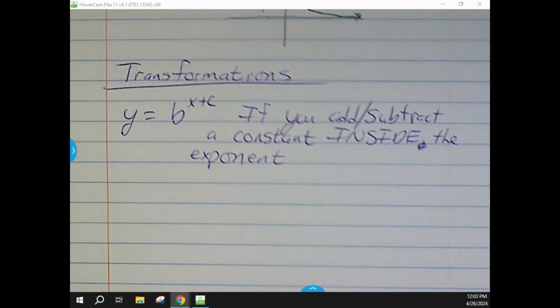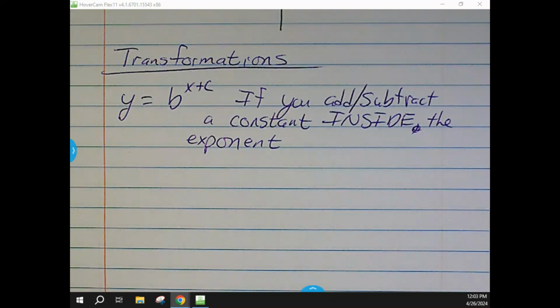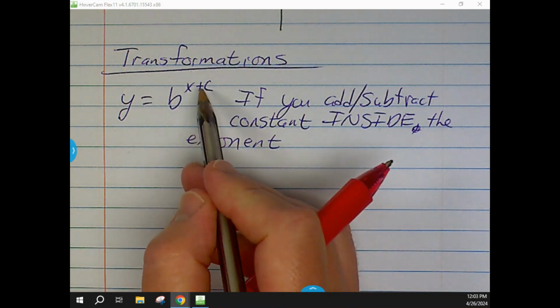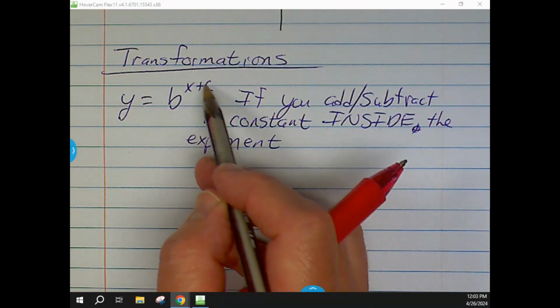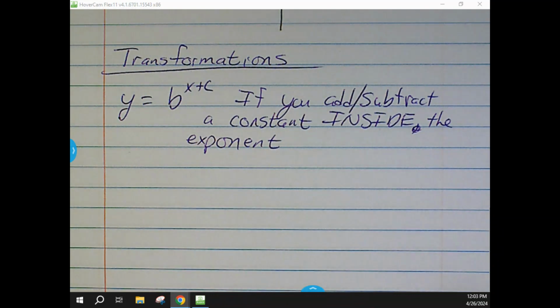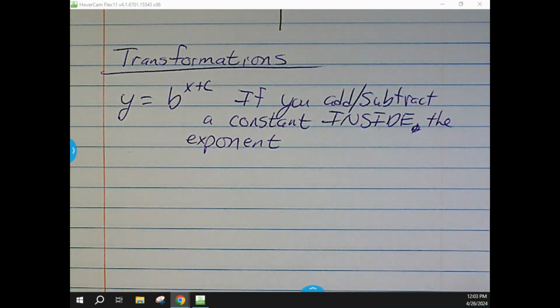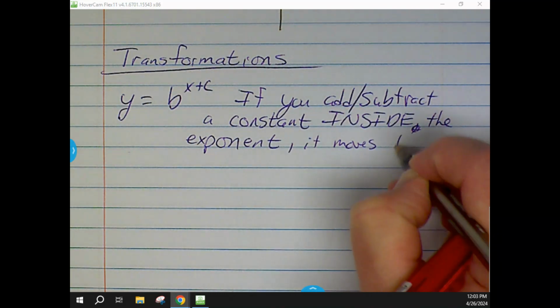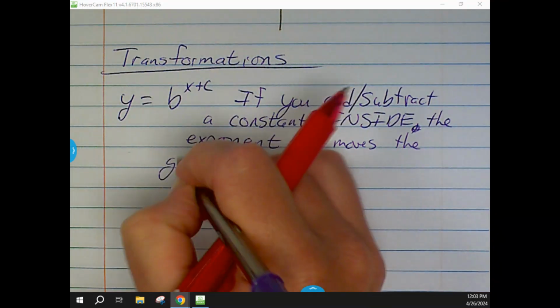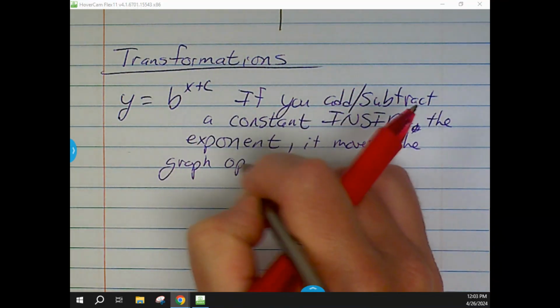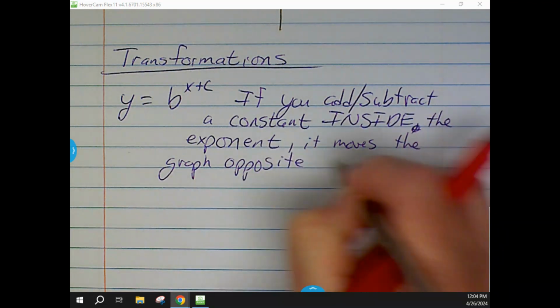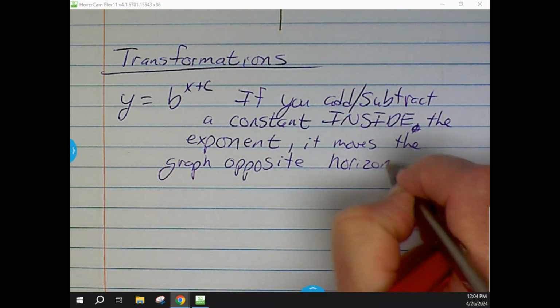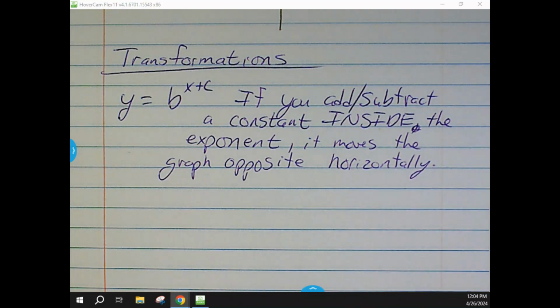and this time it's inside the exponent, because before it was always parentheses or absolute value or whatever it was we were working with. This time it's inside the exponent. So now we've got this number in the exponent. And you'll be able to see it because if it's in the exponent, it'll be a small number. If it's outside the exponent, it'll be a bigger number. But if you add or subtract some constant inside the exponent, it moves the graph opposite horizontally. So again, left to right in the opposite direction you think it's going to go.